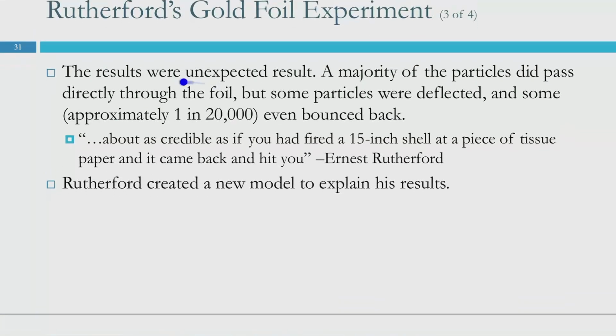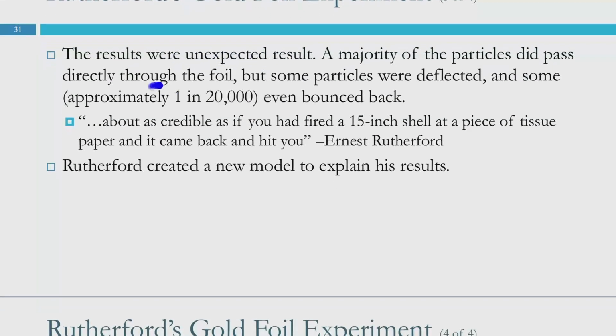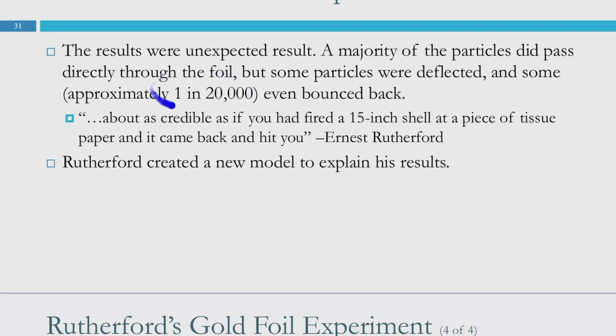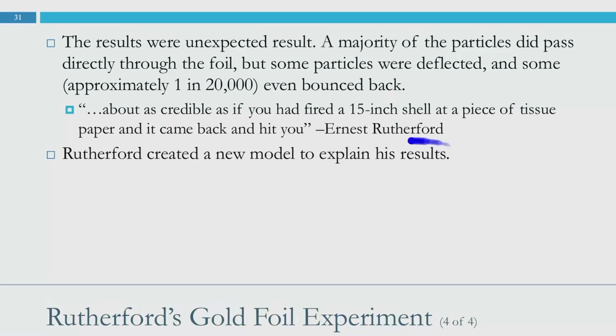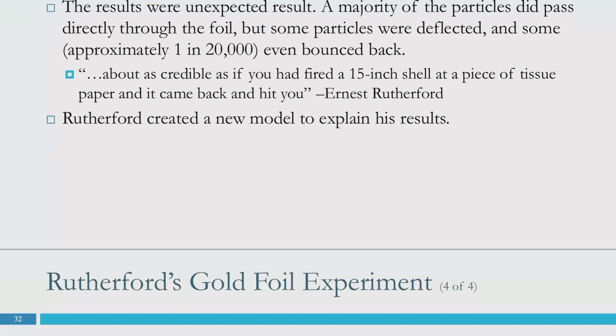So the results were not what we expected with the plum pudding model. Most of them passed directly through, but some were deflected back. 1 in 20,000 apparently bounced back. Rutherford was quoted as saying it was about as credible as if you had fired a 15-inch shell at a piece of tissue paper and it came back and hit you. A 15-inch shell being like a bullet that a ship would fire, 15 inches in diameter. If you shot that at a piece of tissue paper, or just any piece of paper, and it bounced off and came back and hit you, that's how credible the plum pudding model was, essentially.